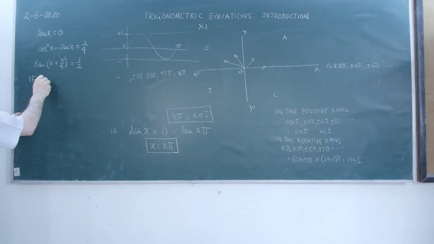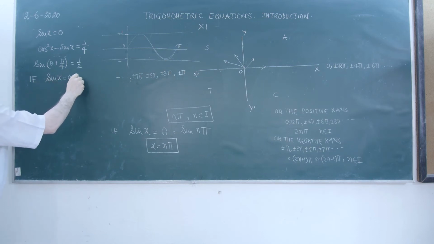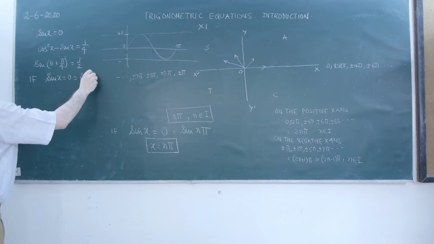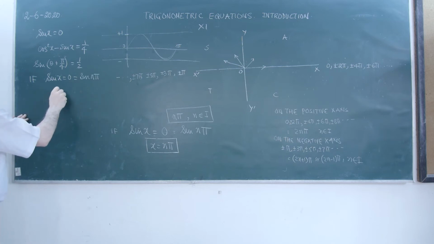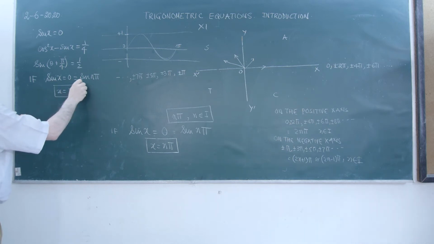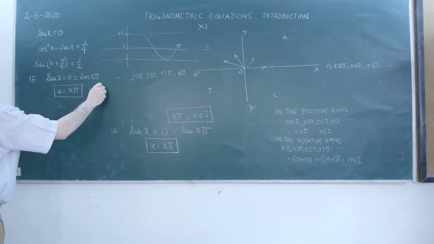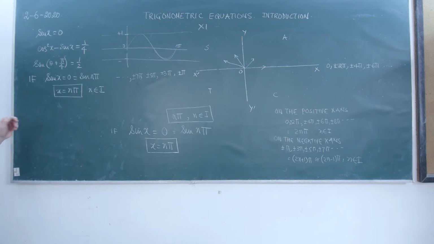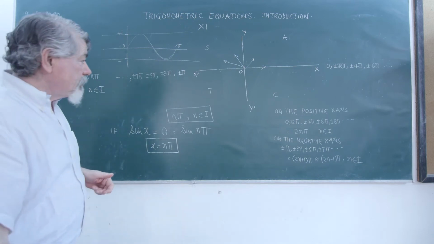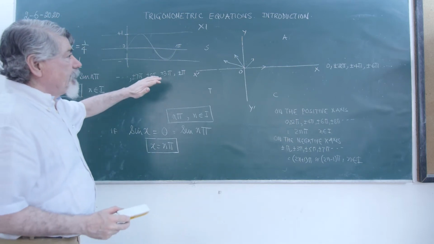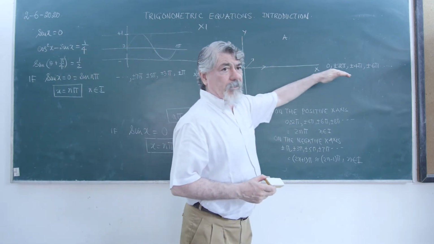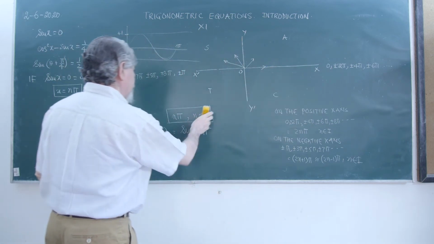If sine x is equal to 0, then x will be equal to n pi, where n is an integer. Now let us see, we discussed the x-axis, positive side and negative side.